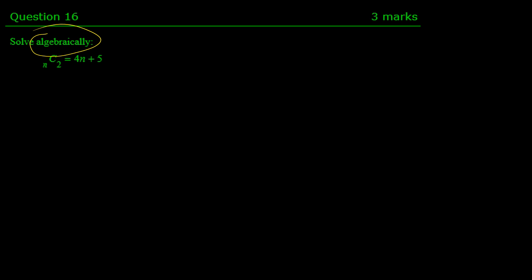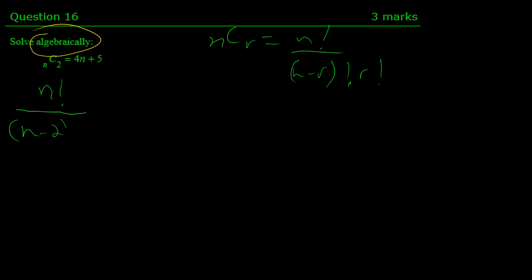So the formula for n choose r, just to remind you, is n factorial all over n minus r factorial times r factorial. So that's our formula that we're going to use right away. We know the value of r, which is 2, so I'm going to substitute that in. So this is equivalent to n factorial all over n minus 2 factorial times 2 factorial, and this is equivalent to 4 times n plus 5.